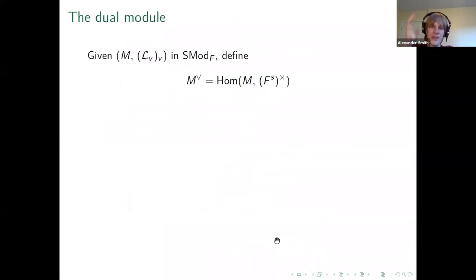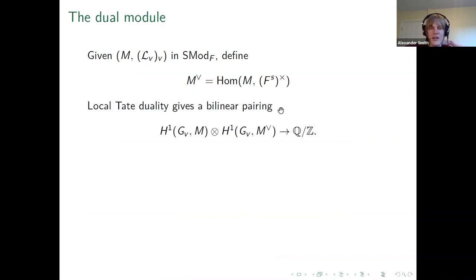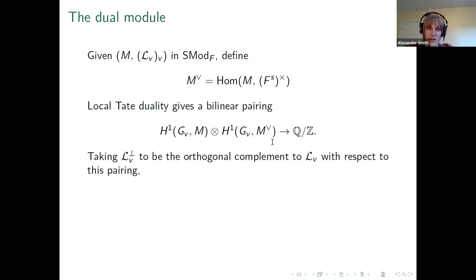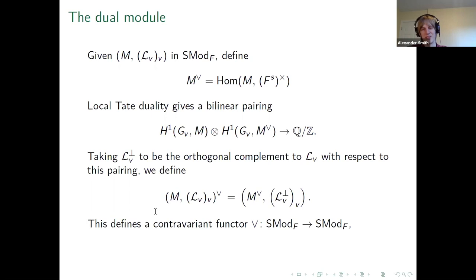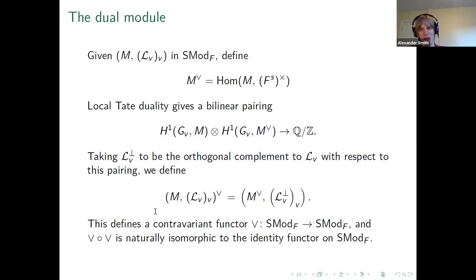To start with, it has a dual module, or it has a duality functor, I should say. And this is defined using local Tate duality. So the starting point is take M^∨ to be just the Cartier dual of M, which is defined at the level we're dealing with of G_F modules. Then local Tate duality gives us a bilinear pairing between H^1(G_v, M) and H^1(G_v, M^∨). We take orthogonal complements with respect to L_v, and now we have a duality functor. Okay, and this is a contravariant functor, and it has all the properties we would want from a duality functor. It defines the additive category with duality.